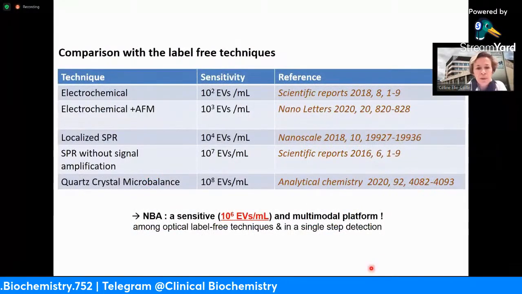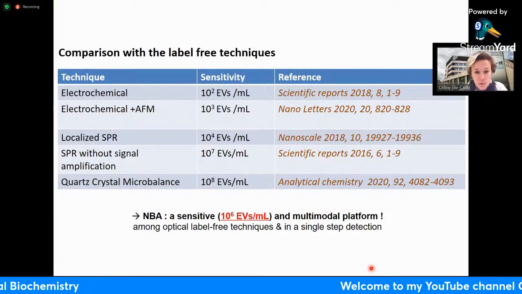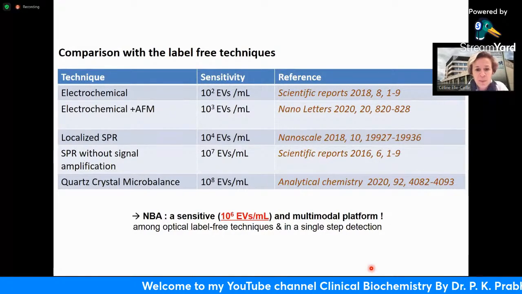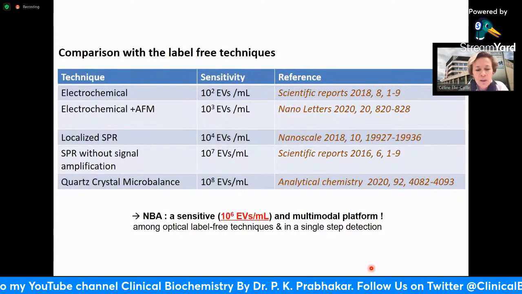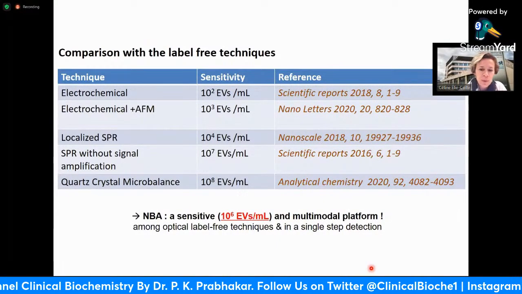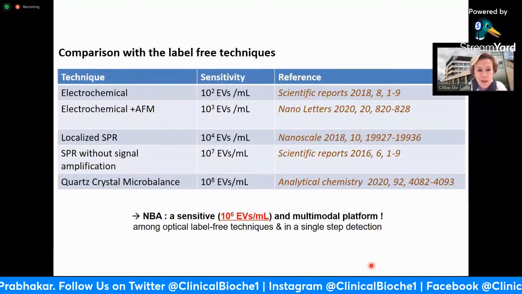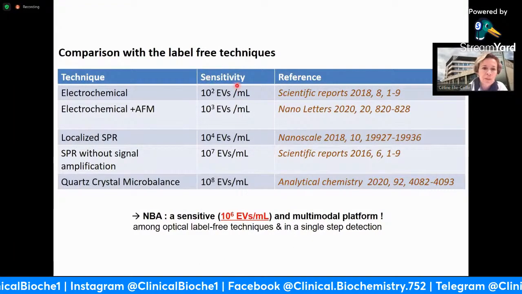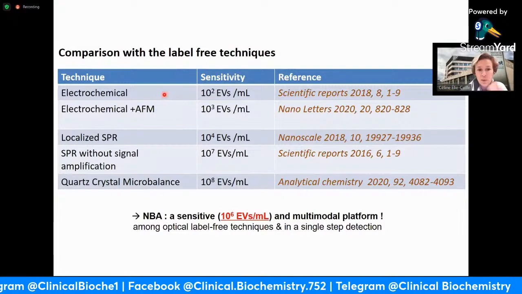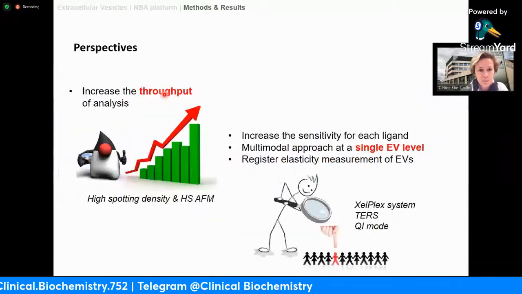it was possible to position this nanobionics platform as a sensitive platform, because we managed to detect those nano objects from 10 to the power 6 EVs per ml, and as a multimodal platform, because we combine three different techniques in a label-free approach and in a single-step detection, compared to, for example, electrochemical detection, which uses different steps to achieve this sensitivity.